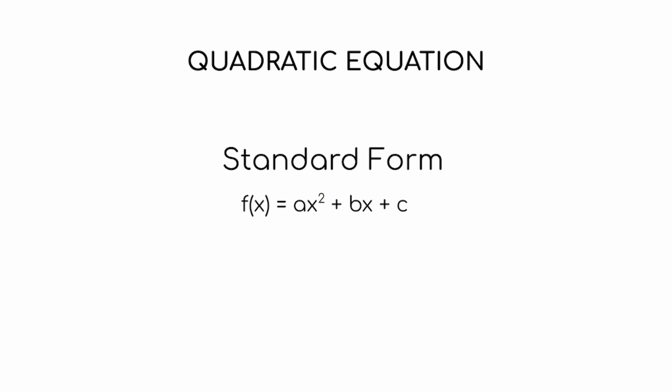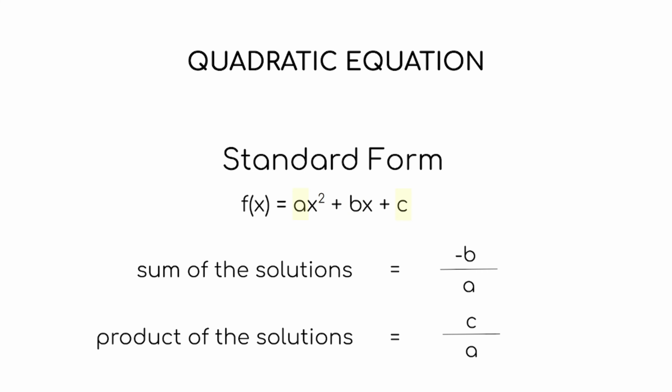First, the standard form for quadratic equations is f of x is equal to ax squared plus bx plus c. And there's two things you can get from that alone. The first one is that the sum of the solutions is negative b over a. So if you found your solutions and added them together, that would be negative b over a. And the second thing is that the product of the solutions is equal to c over a. So if you took your solutions and multiplied them together, you would get c over a.